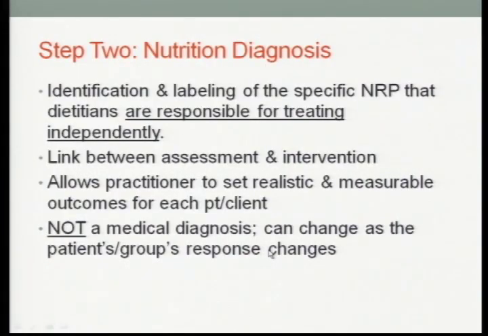This is, as I said before, not a medical diagnosis, and it can change from visit to visit, as you see the patient. Unlike a medical diagnosis, which I always say doesn't change. It's like being pregnant. You either are pregnant or you're not pregnant. And so eventually you deliver, obviously. But a medical diagnosis is much more permanent, whereas with a nutrition-related problem, today they can be taking in inadequate fiber, and the next time they see you, they can be taking in excessive fluid. So you have to be able to change as their condition changes.